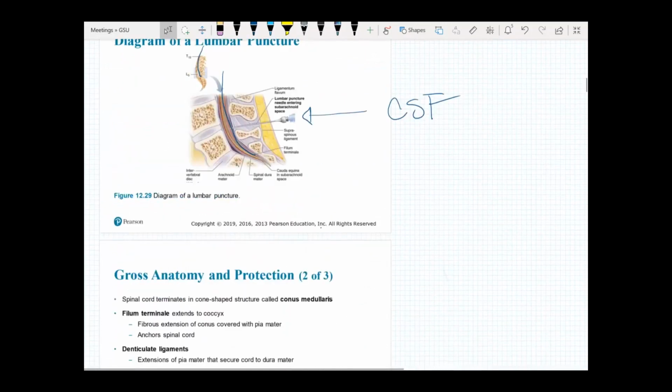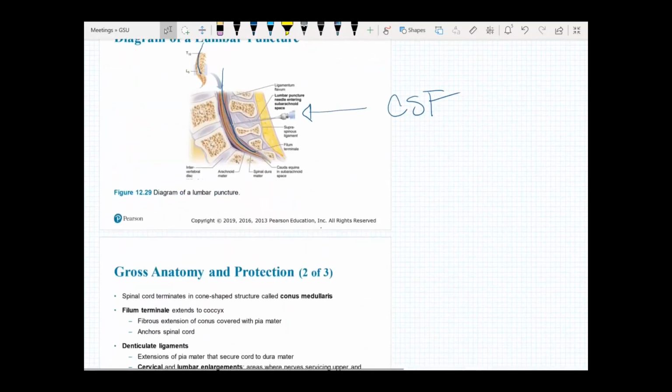It's also the same place that they will do an epidural during the process of labor, where they will numb from the waist down. It will be at the same location along the spinal cord.